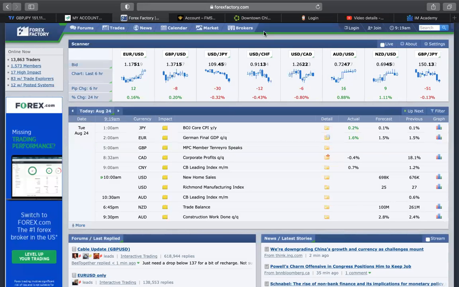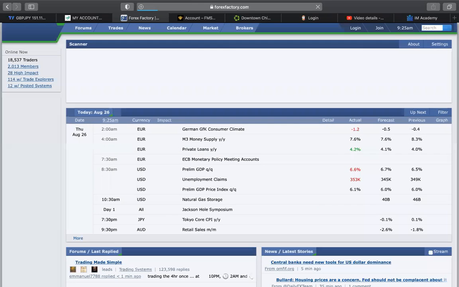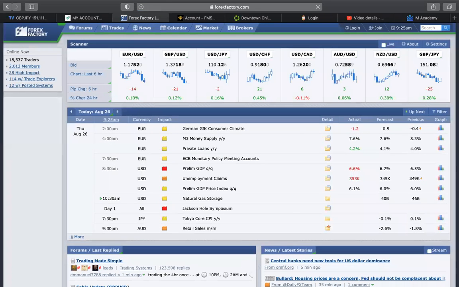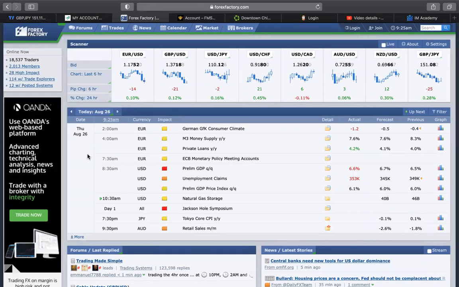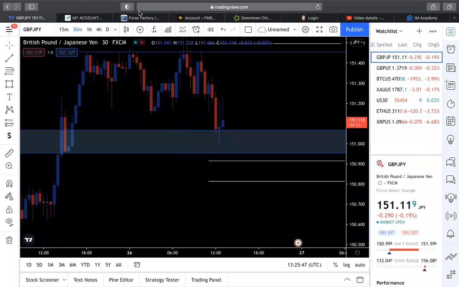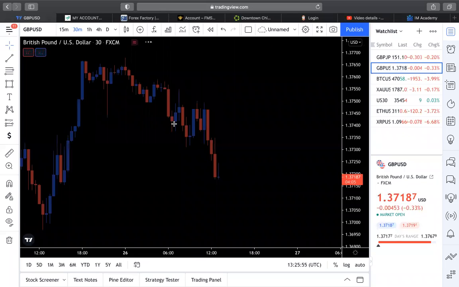And this here is FF, Forex Factory, guys. This is what I use to see if there's any news during my trading day. So today's Thursday, August 26th. USD has some news going on. I'm not too sure that would affect GBP/JPY. So what time was that again? 8:30. So that's coming up in 5 minutes. So I'm pretty sure that's going to disrupt this pair right here.